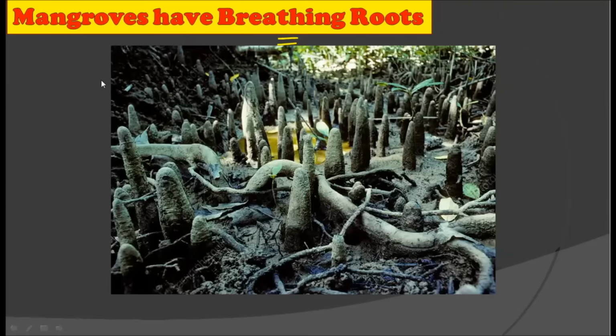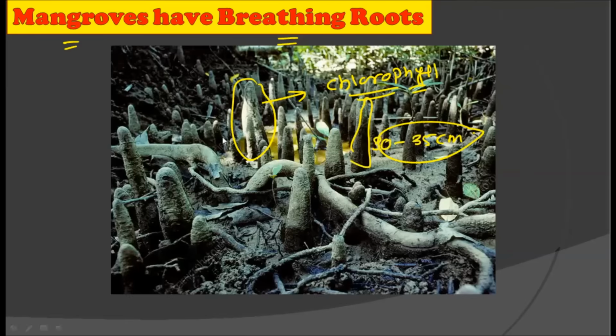All right. Then mangroves have breathing roots. Now these are very famous roots of the mangroves, and we often call them pneumatophores. In this picture, you can observe these pneumatophores. Generally, these pneumatophores can be 30 to 35 centimeters long. Plus, they are green in color, and being green in color, they contain the chlorophyll pigment, and you can say that these can also perform the process of photosynthesis. But photosynthesis is not their primary aim, but their primary aim is to have access to oxygen.